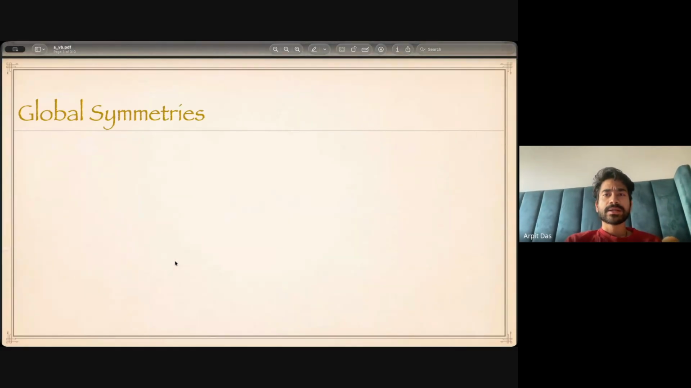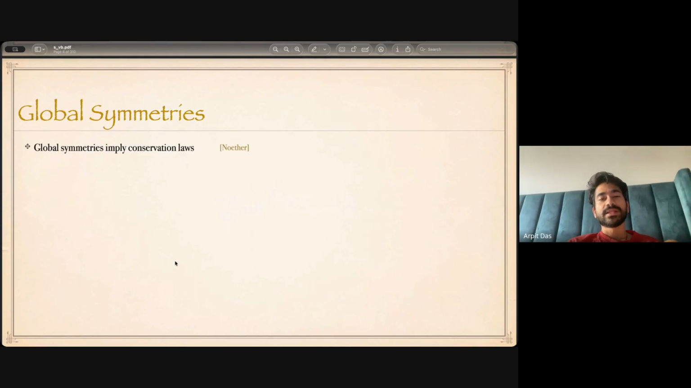We know that since the time of Noether, whenever we have some symmetries in our system, they imply conservation laws. Throughout my talk, I'll be focusing on global symmetries, where your symmetry parameter is not dependent on space and time. Gauge symmetries, as you know, essentially mediate local interactions. They depend on your space-time variables. So we won't talk about those symmetries. These are purely global symmetries.